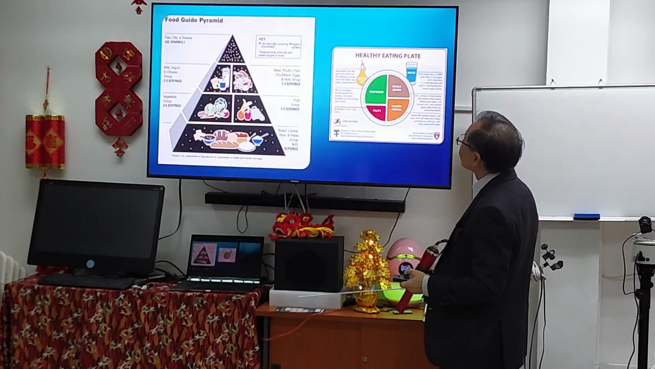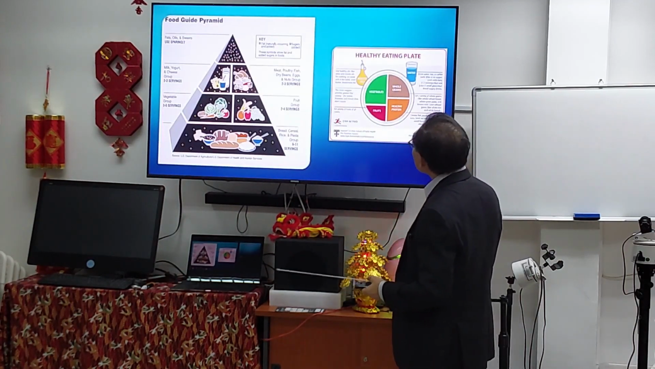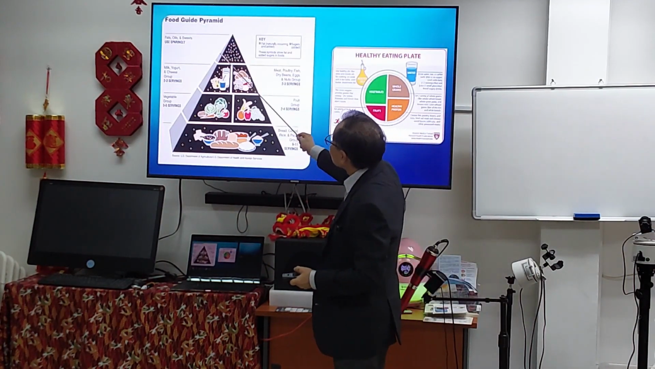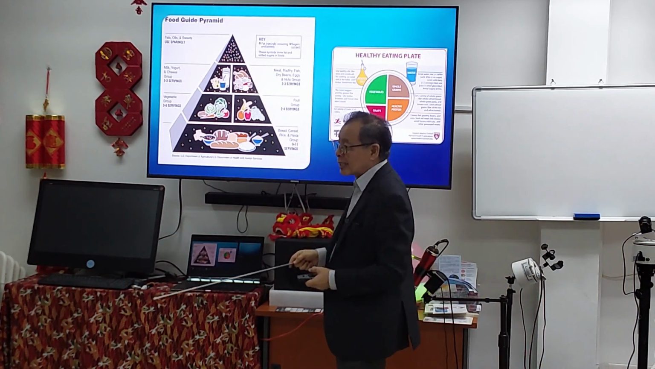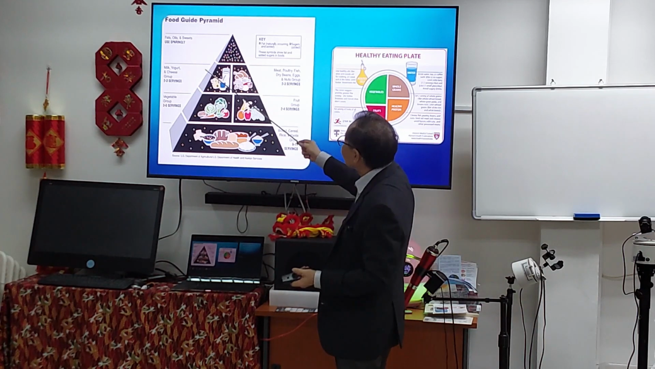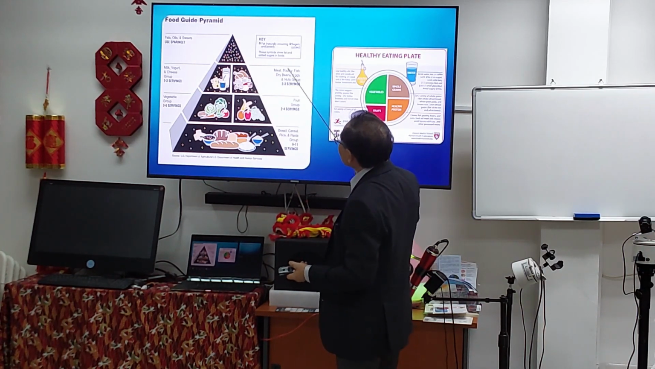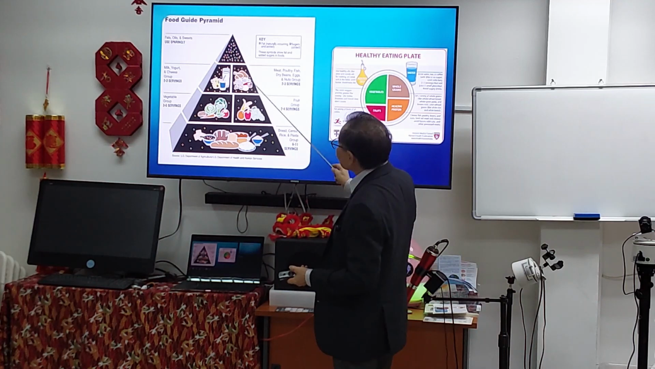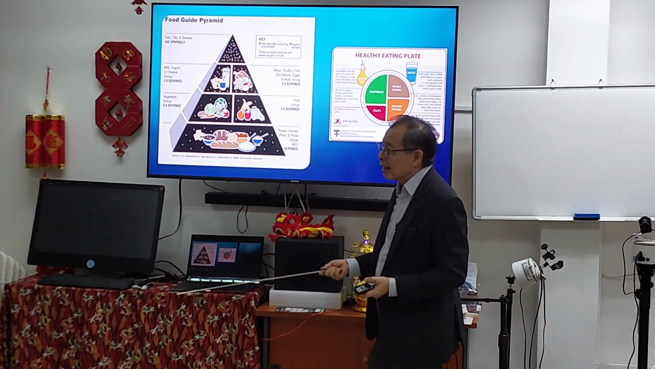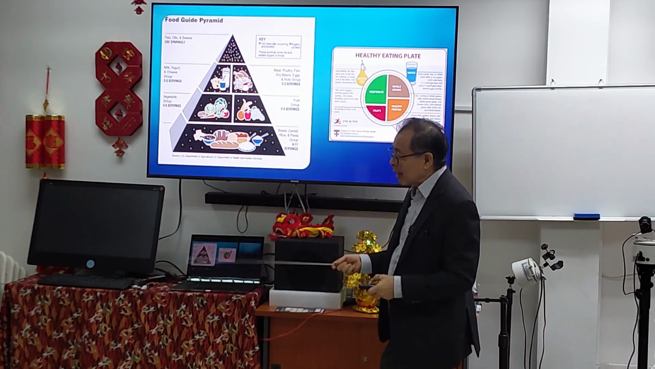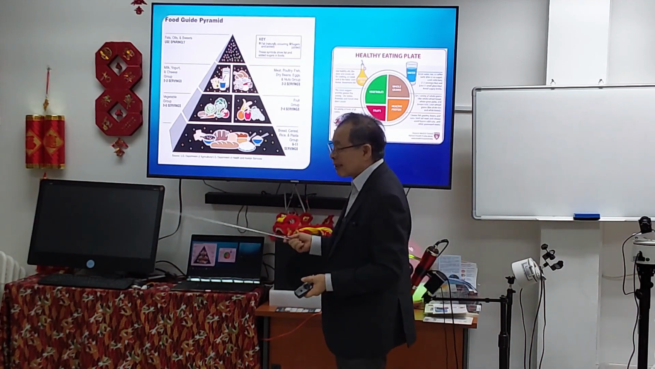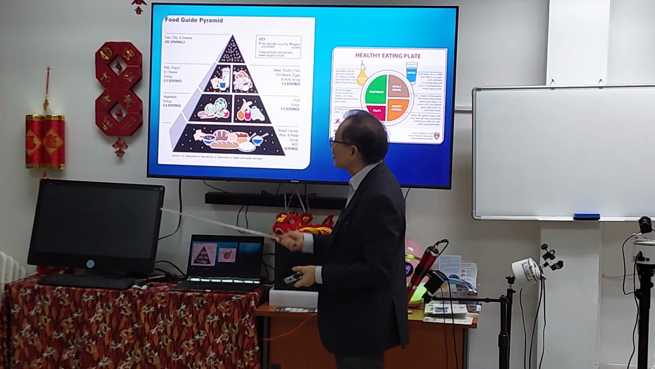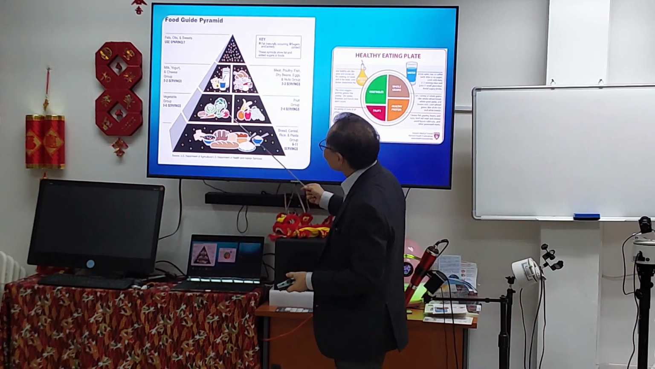So, food guide: fat use sparingly, milk or cheese. Some Chinese can't take milk, so replace that with soya. Might as well. Meat, poultry, dry beans and nuts. Nuts are very healthy, almost all nuts, although of course some people are allergic to peanuts nowadays. But peanuts are very good. I snack a lot on peanuts. I love peanuts. Vegetables, fruits.